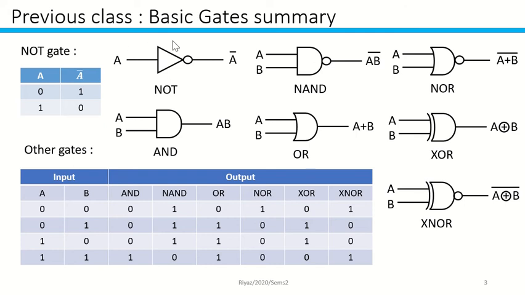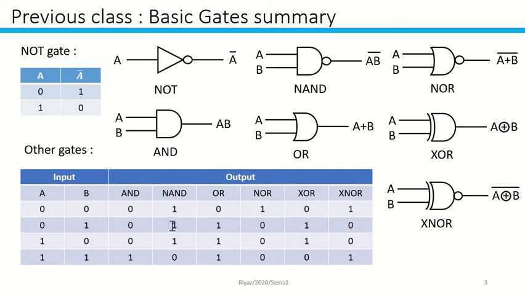So we have a NOT gate. When we have an input 0, it will become 1 and 1 becomes 0. We have an AND gate. The input has 4 possible conditions because 2 inputs will have 4 possible combinations, which are 0 0, 0 1, 1 0 and 1 1. For the AND gate, 0 0 will give 0, 0 1 will become 0, 1 0 is 0 and 1 1 is 1.